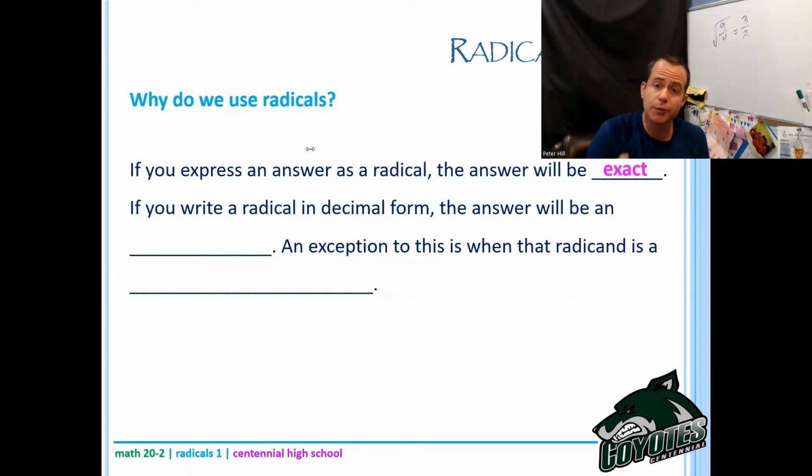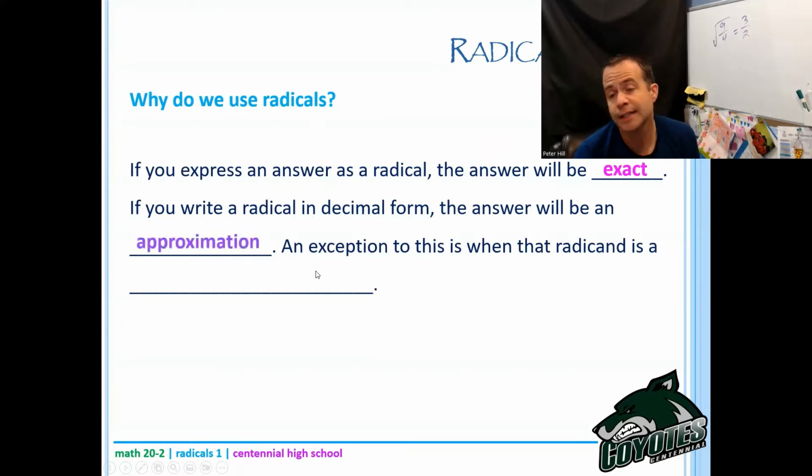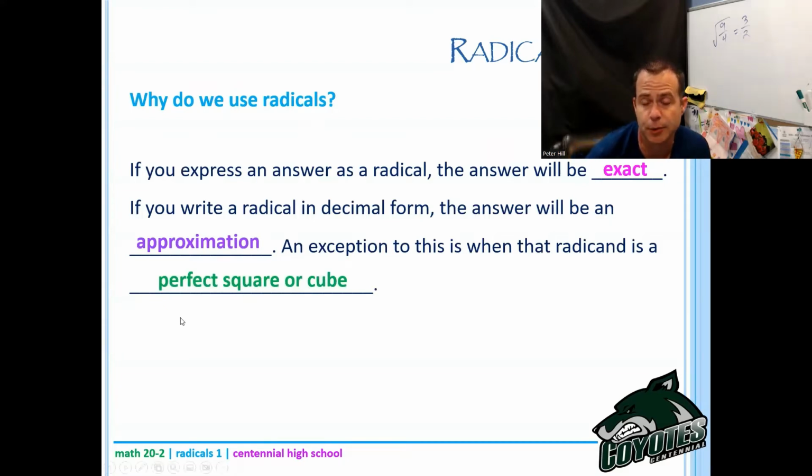No matter where you stop that number, say you stop at the 2nd decimal or the 5th decimal or the 10th decimal, it's no longer an exact value because that number actually goes on forever. The only way to actually write it without a rounding error is to just keep it as root 2, okay? So if you write a radical in decimal form, the answer will be an approximation. Now, an exception to this is when the radicand is a perfect square or cube, because we actually know that that will be a terminating decimal.